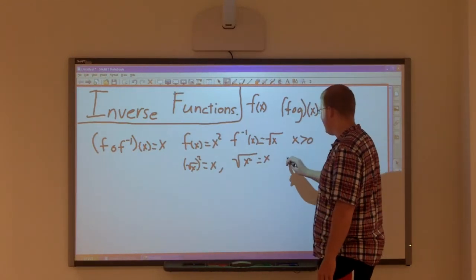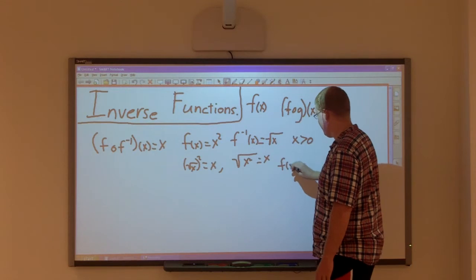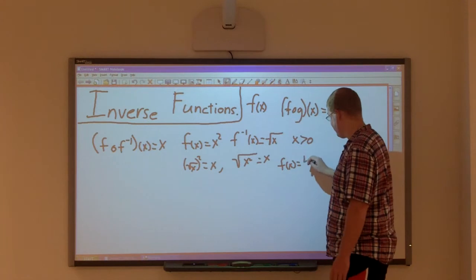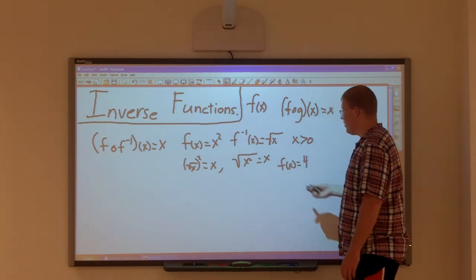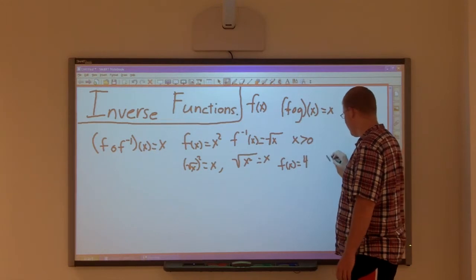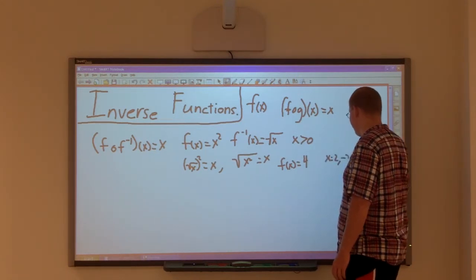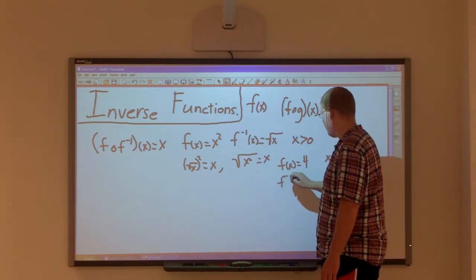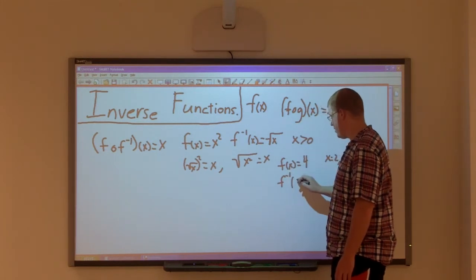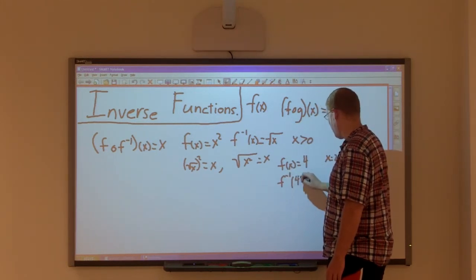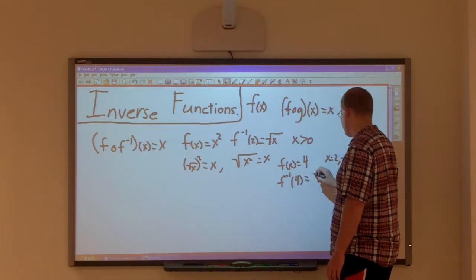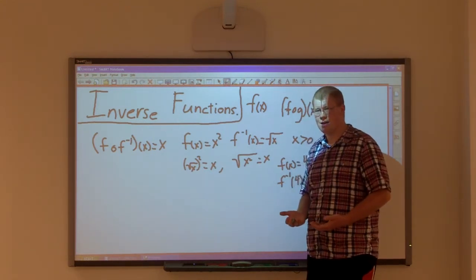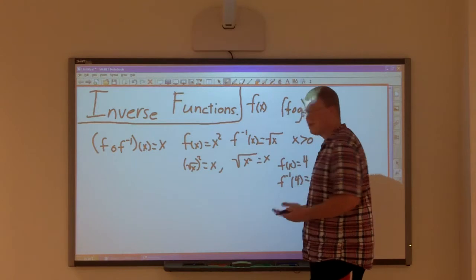Let's say that f of x is equal to 4. Well, that means that x could either be 2 or negative 2. But that means that the inverse function, f inverse of 4, could be either 2 or negative 2. A function cannot have two possibilities. In order to prove this, we're going to use the horizontal line test.